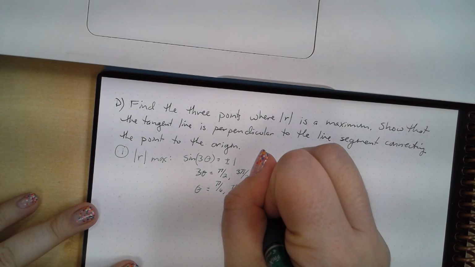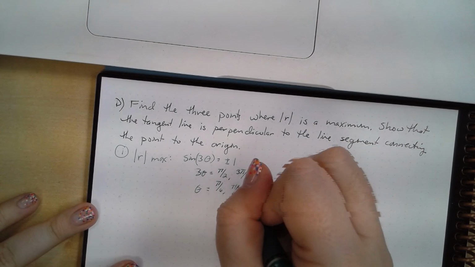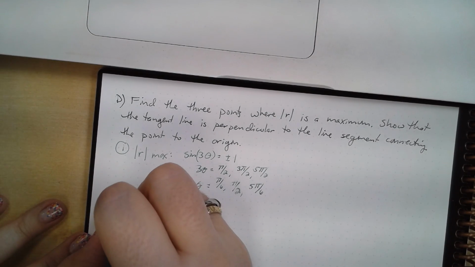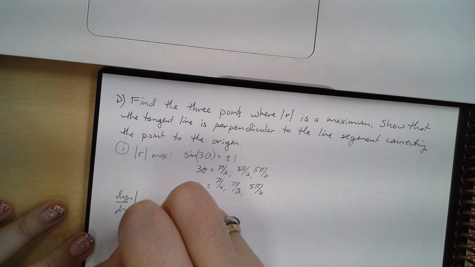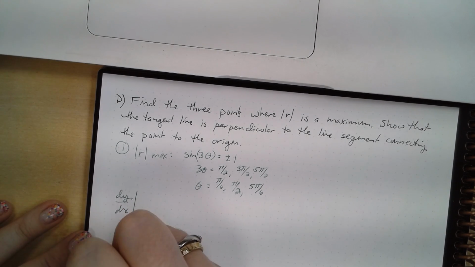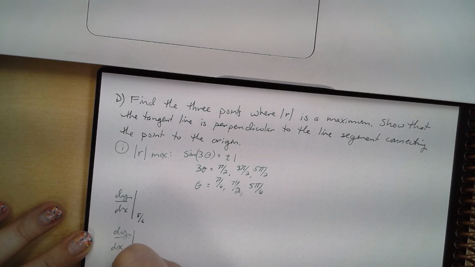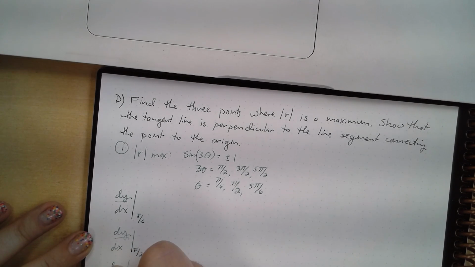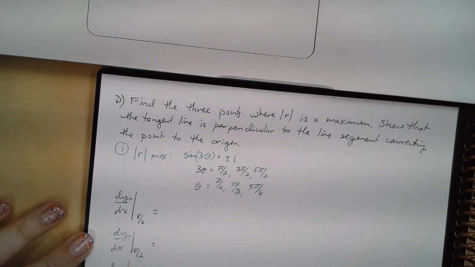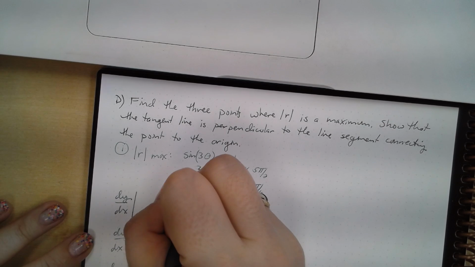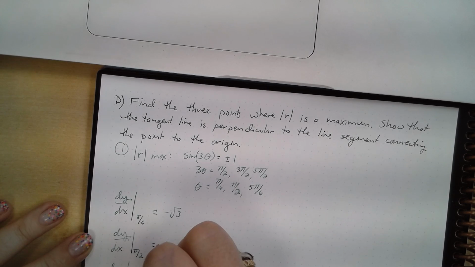And 5 pi over 6. Yes, that's right. Okay, so then we're going to evaluate dy over dx at pi over 6, and then again at pi over 2, and then again at 5 pi over 6. Okay? We're going to evaluate all of those, right? When we evaluate at pi over 6, we get negative radical 3. Pi over 2, we get 0. 5 pi over 6, we get radical 3.